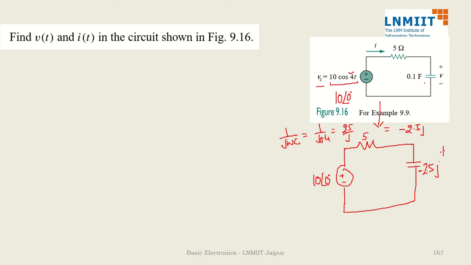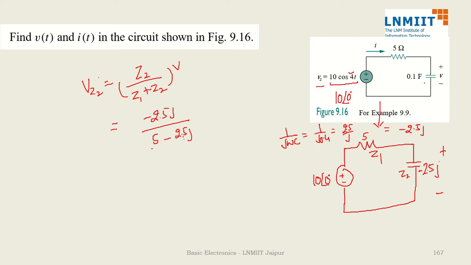Now I want to calculate this voltage. This is Z1, this is Z2. So what is the voltage across Z2? That is Z2 upon Z1 plus Z2 into the total voltage. What is Z2? Z2 is minus 2.5j, divided by Z1 plus Z2, which is 5 minus 2.5j, multiplied with 10 angle 0.